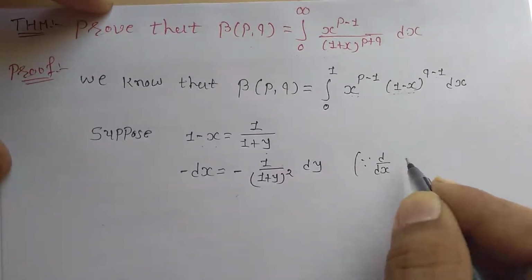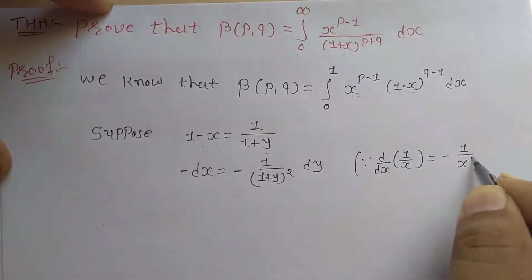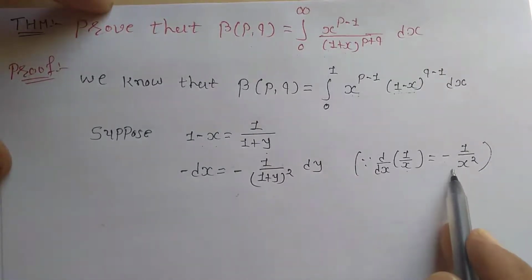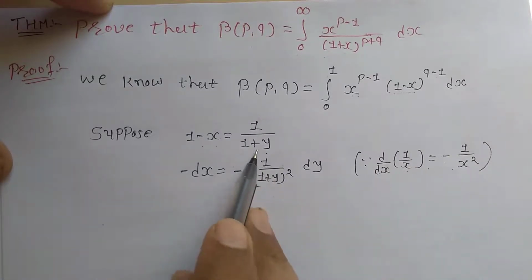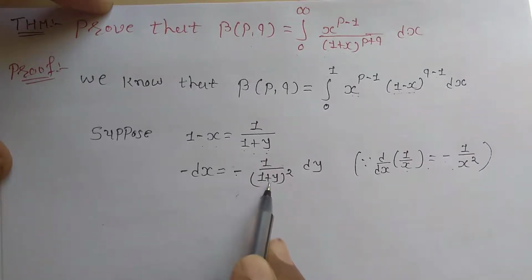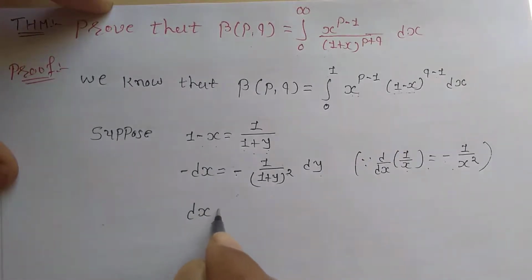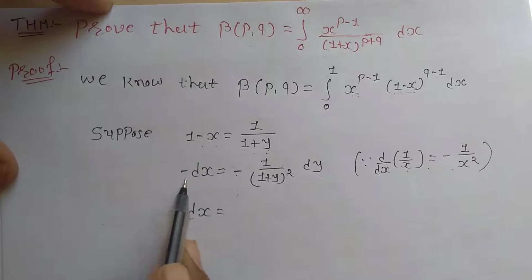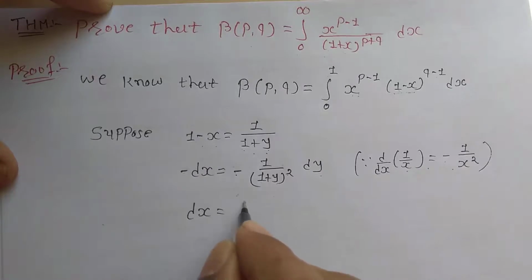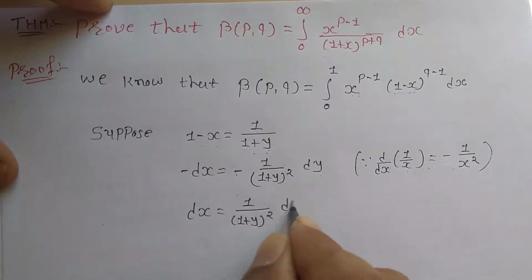Using d upon dx of 1 upon x is equal to minus 1 upon x square, our 12th model: derivative of 1 upon x is minus 1 upon x square. Using this rule here, 1 upon 1 plus y gives minus 1 upon (1 plus y) whole square into dy. Finally, dx equals... left hand side is negative, right hand side is also negative, negatives cancel out. Therefore, dx is equal to 1 upon (1 plus y) whole square dy.